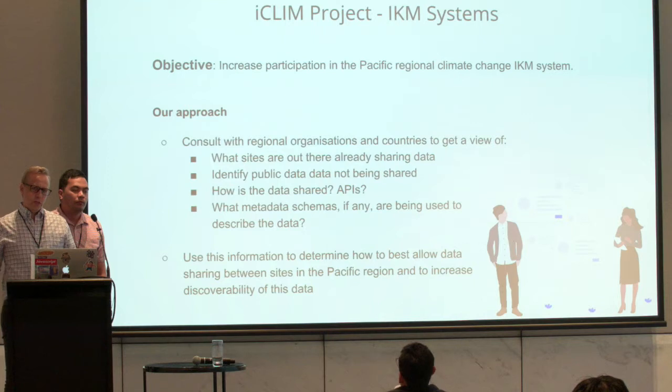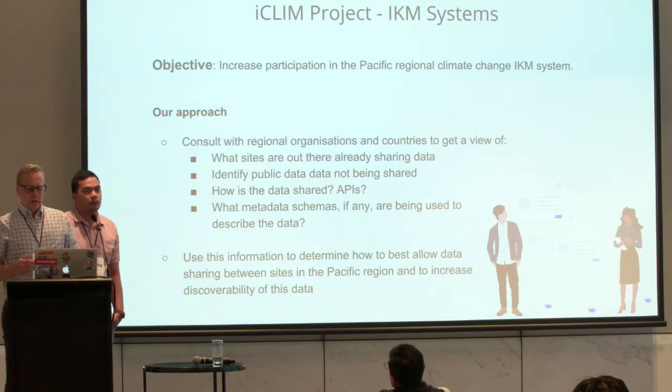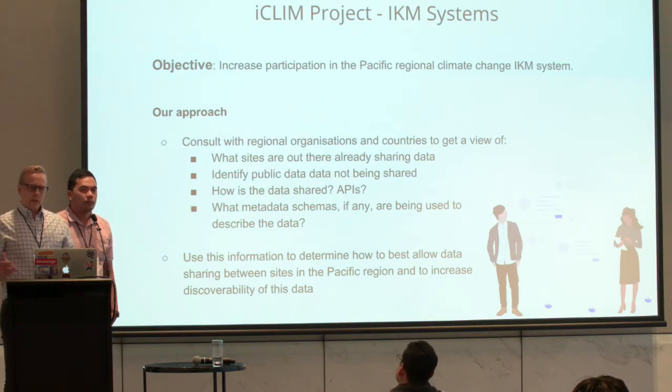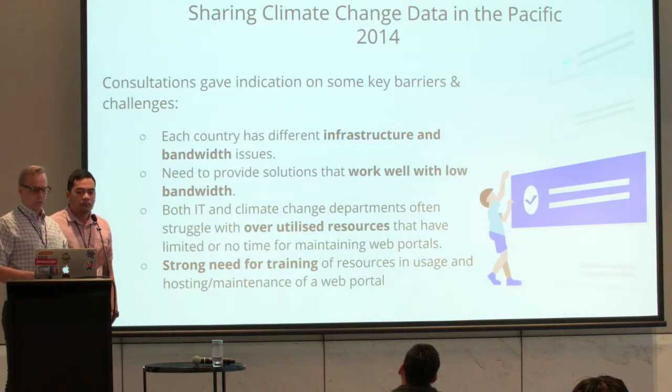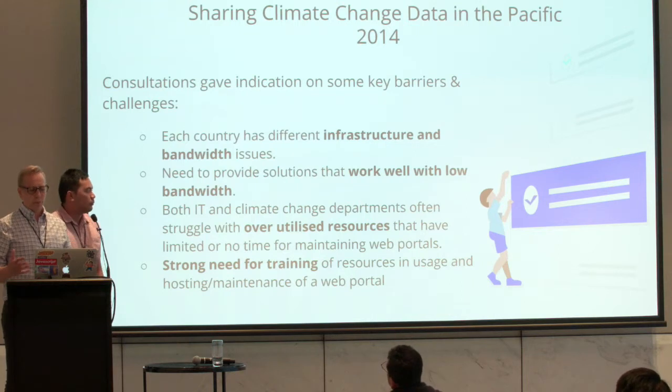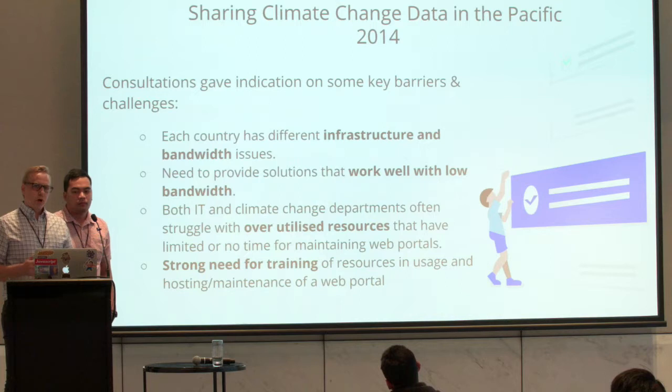And we use this information we got from these consultations with the countries and with SPREP to make a determination of how to best allow the data sharing between sites. So in 2014, when we came in, they gave a clear indication of the key barriers and challenges in the Pacific. And one major barrier is infrastructure and bandwidth.